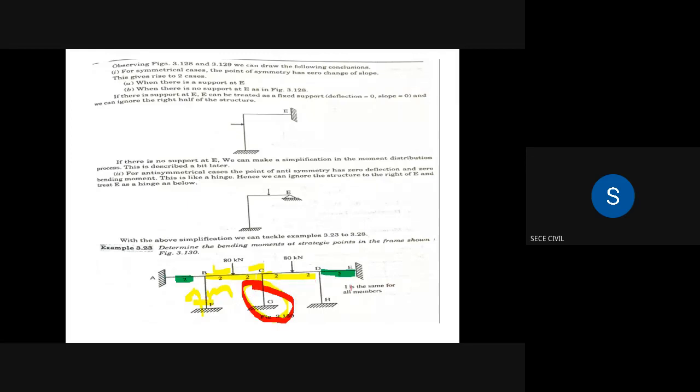I'm asking which one is the center point. C, sir. So C is the center point. We are not taking the vertical member CG. C is the center point.